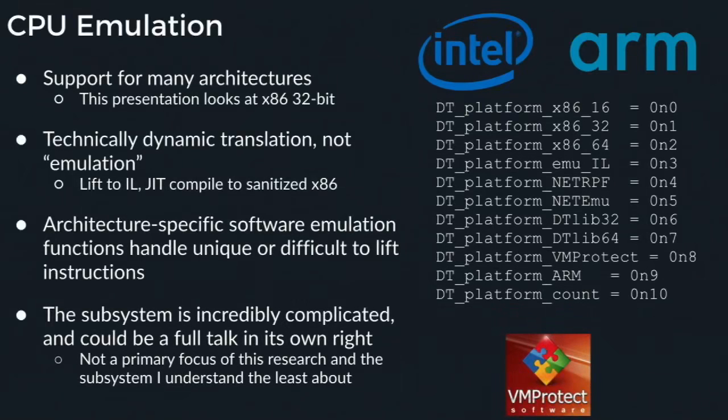They actually support a number of architectures. You can do 16, 32, and 64-bit x86, IL or .NET. They can do VM Protect, so the VM Protect packer they can lift and then dump out, or even ARM. And then this subsystem is incredibly complicated. As you'll see from some of the control flow graphs, it's just way too much to reverse engineer the whole thing. So I'm just going to give you a broad overview of how it works and then do a deeper dive on, say, the Windows emulation.